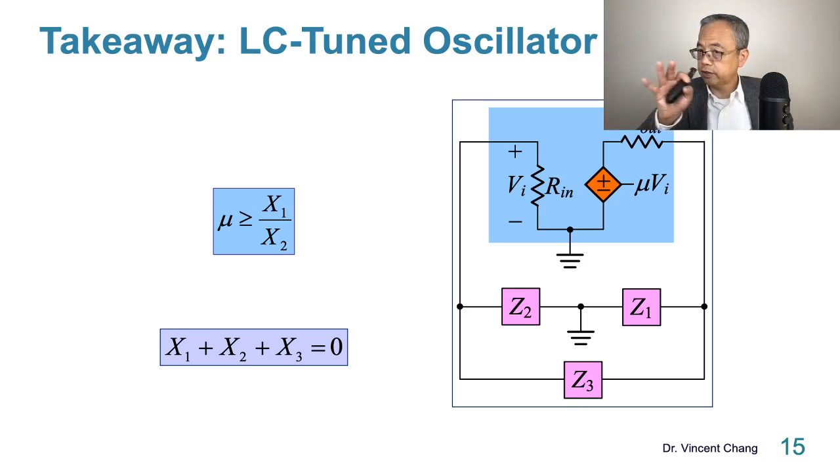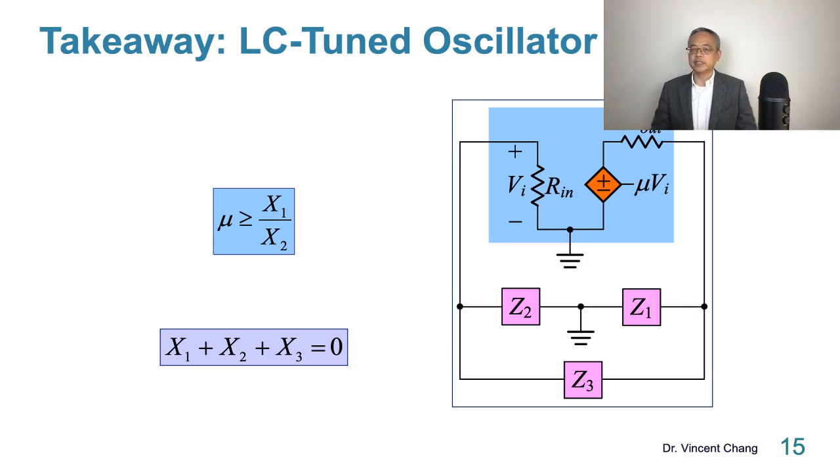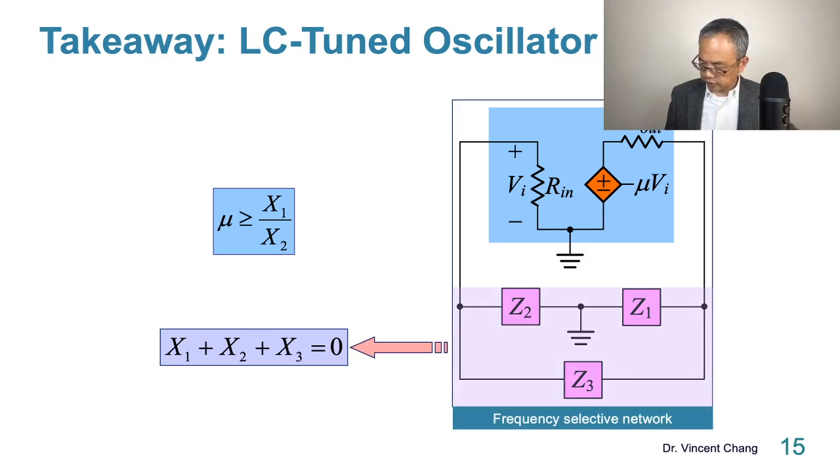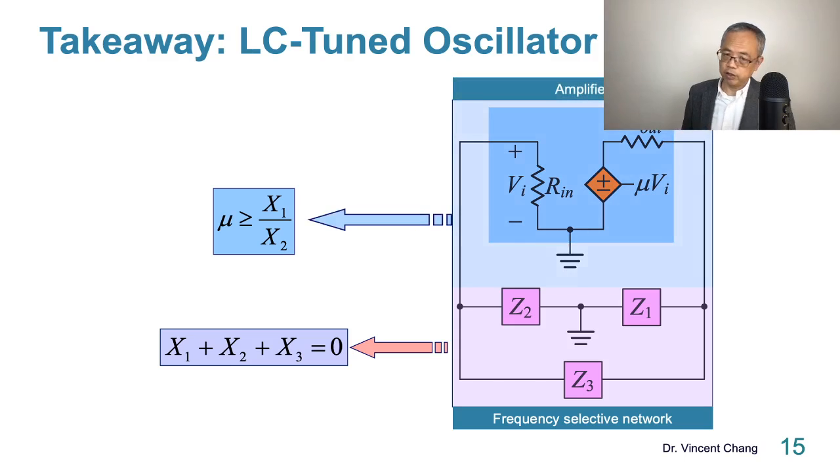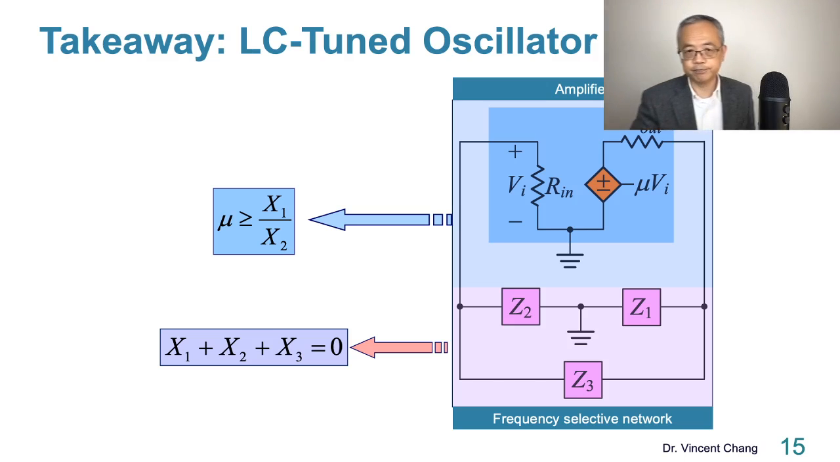So oscillation is not random. It has to meet this requirement. To make sure the oscillation will start, you have to satisfy the blue. And the purple will give you the frequency of oscillation, which is decided by the frequency selective network. And there is a minimum requirement for the gain of this blue inverting amplifier. This is the major takeaway of this LC-tuned oscillator.